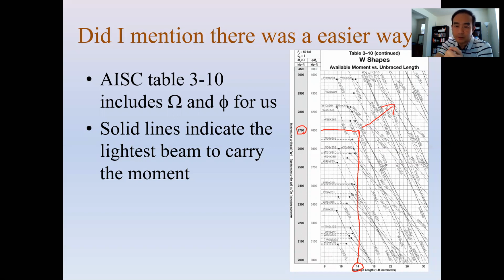And here we have two different kinds of lines. One is a solid line, the other one is a dotted line. Dotted lines are the ones that are not the lightest section. So I'm going to go back to this chart, table 3-2.